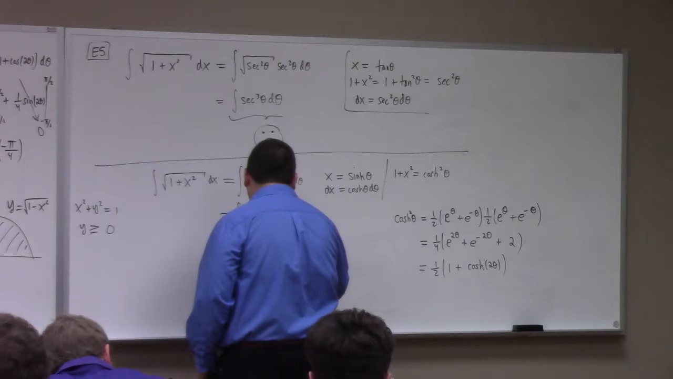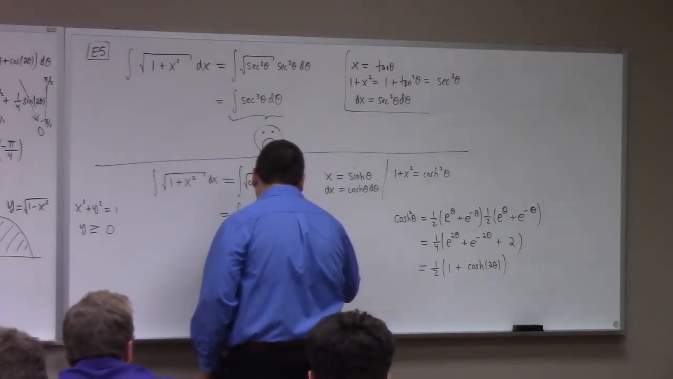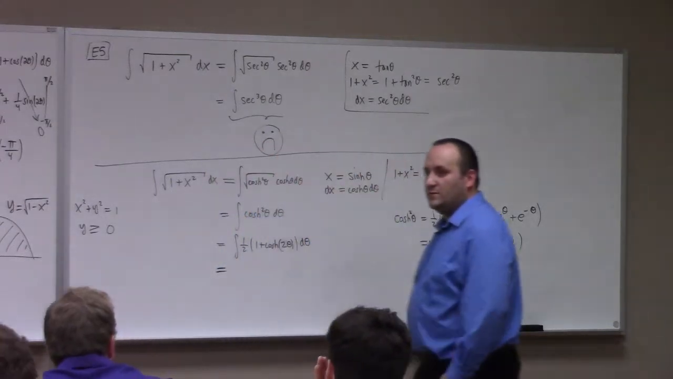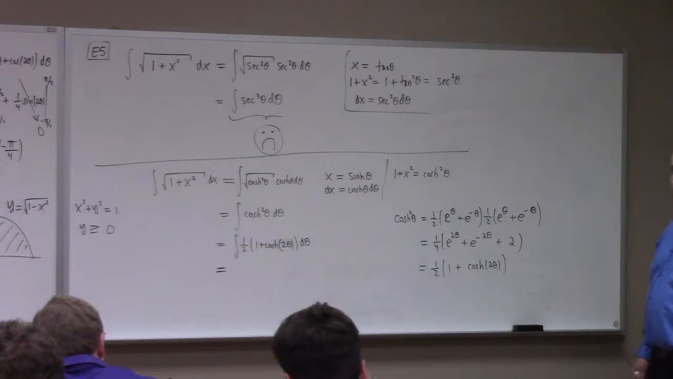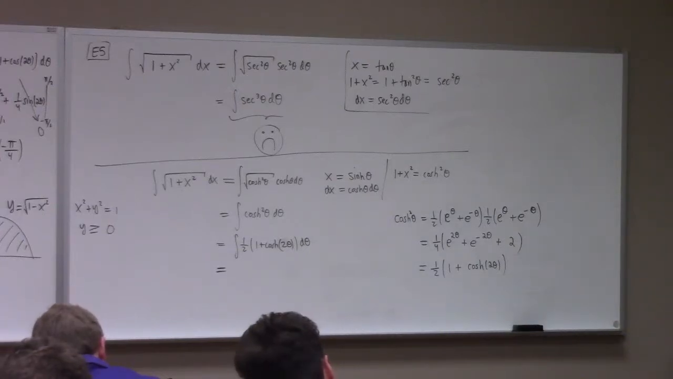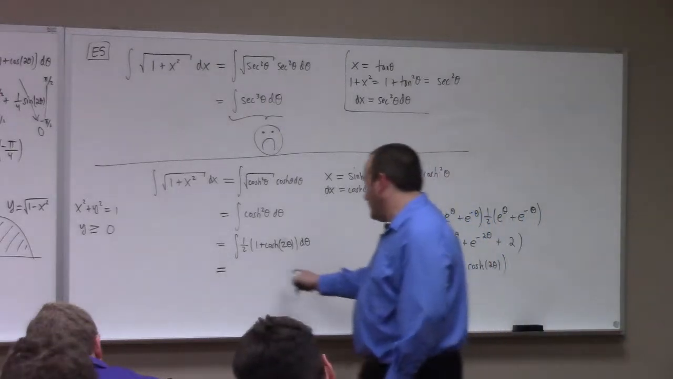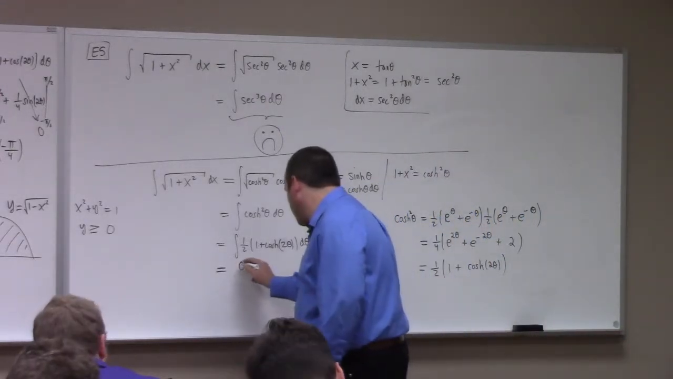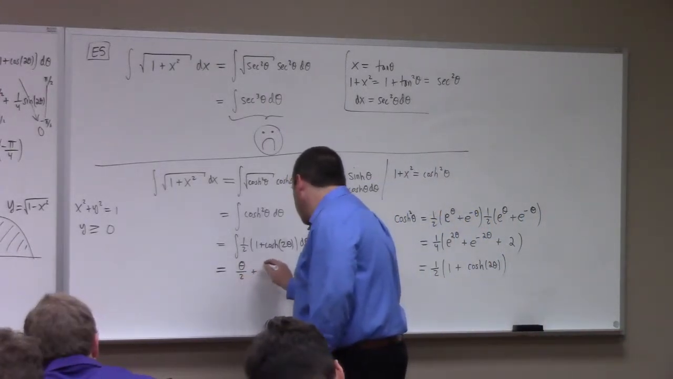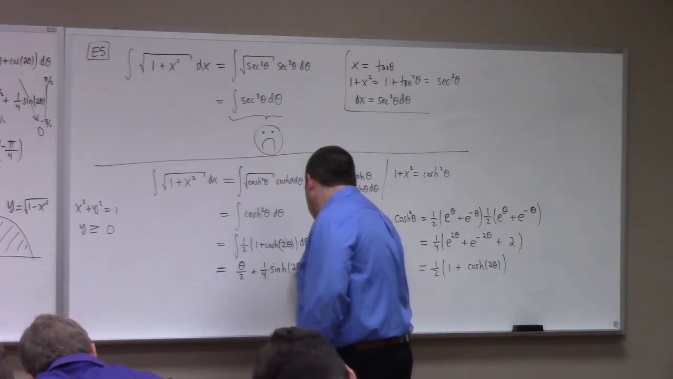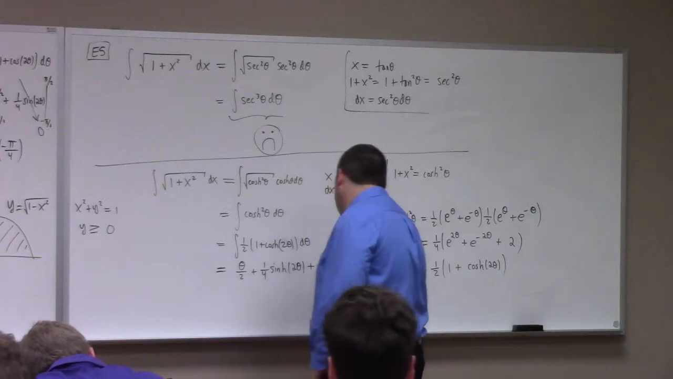Now if you don't like this way, you could just convert it to exponentials and do that integral just the same. Doesn't much matter to me. But this is definitely an integral we can do without a lot of thinking. Certainly don't need integration by parts or anything too fancy to do that integral. We just need to know what cosh is. So this is theta over 2 plus 1/4 the sinh of 2 theta plus a constant.